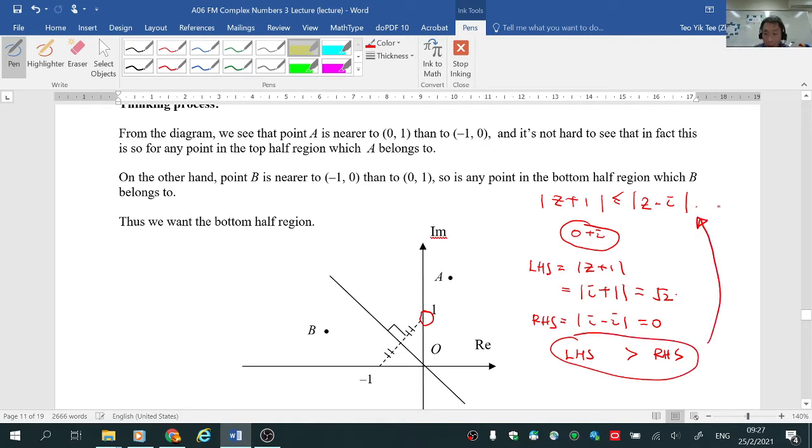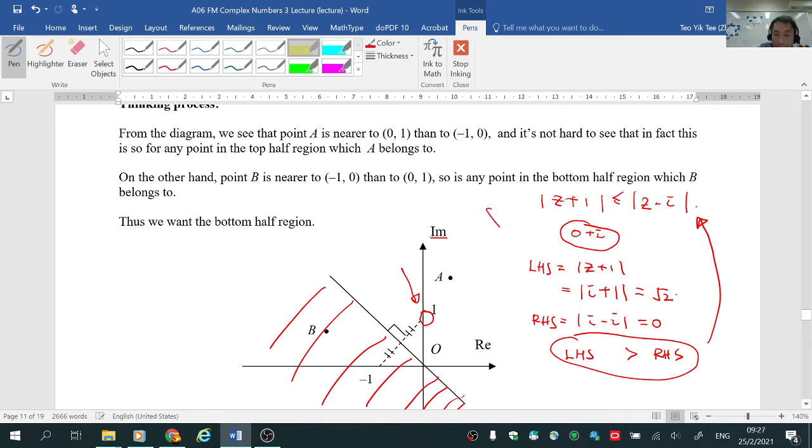But does this result satisfy this inequality? Obviously, it does not. When it does not satisfy the inequality, what it means is that this 0i is in the region that is not okay. It does not satisfy the inequality. So if this point does not satisfy the inequality, that means the other side will then satisfy the inequality, and that is where you shade.